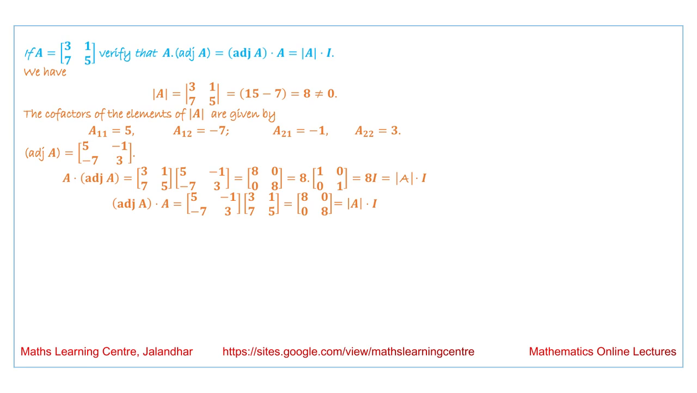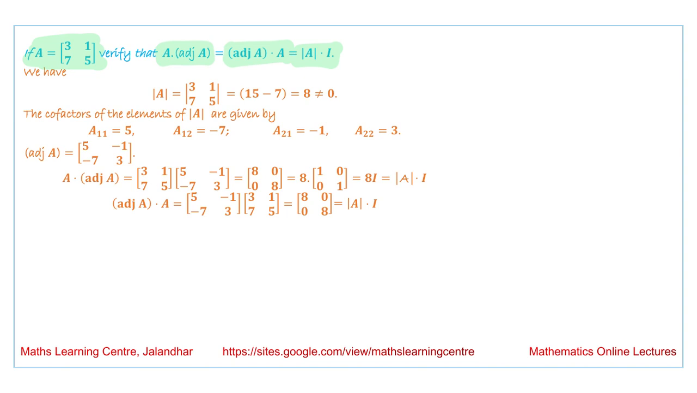In this next question, we are verifying this result with an example. We have already seen the proof, and now we are verifying it with an example. So if A is equal to the matrix 3 1 7 5, we have to verify that A into adjoint A is equal to adjoint A into A, that is equal to determinant of A into I.